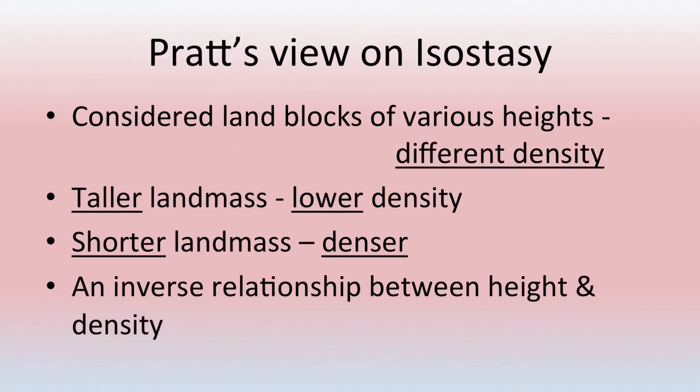On the other hand, Pratt was another geologist who explained isostasy, and according to Pratt, he considered land blocks of varying heights with different density. Airy had explained same density. Pratt explained about different density of various columns. Taller land masses will have lower density while shorter land masses will have greater density. So, there will be an inverse relationship between height and density.